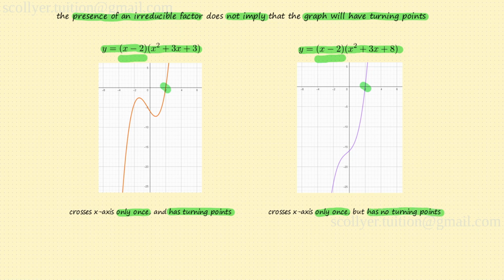So we see two expressions, both with an irreducible quadratic factor, but one has turning points and the other does not. So we can deduce nothing about turning points from the presence of an irreducible quadratic factor. And in fact, the only reliable way to determine if a graph has turning points is to use techniques from calculus. And finally, point 7, how do we find the y-intercept of the graph of a polynomial f of x?